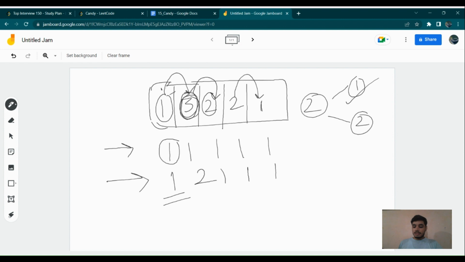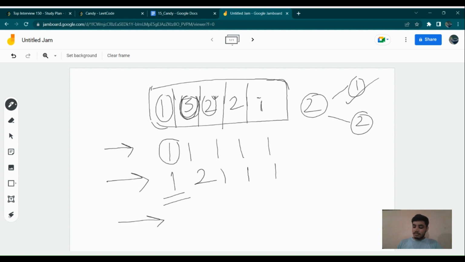So this is the first part, and in this you have satisfied that for every index child, if the right one has a higher rating, then it is getting a higher number of candies. It is satisfied. Now the next thing we have to think about is the left ones. So now let's move from the left side to check for the left ones, because we have moved to the right side to check for the right ones. Now we are going to do the same for the left ones.